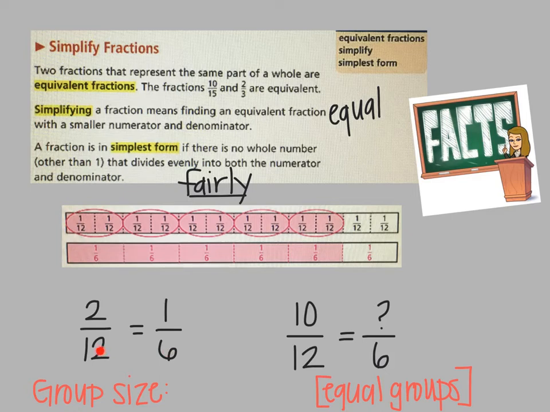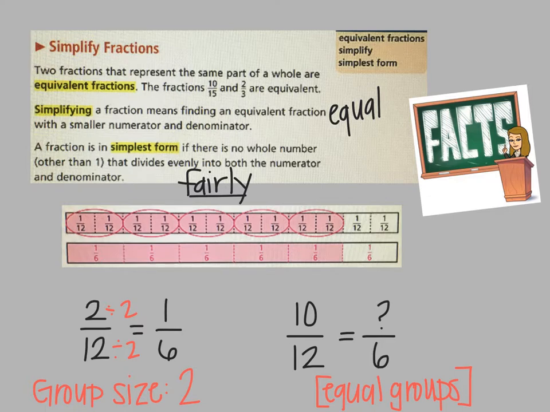12 divided by what equals 6? Well, I know 12 divided by 2 equals 6. Does that work for 2 to get to 1? Yes, 2 divided by 2 equals 1. So when they simplified, they used the factor 2 to divide in order to break it down into simplest form. So the group size, or factor they used, was 2.